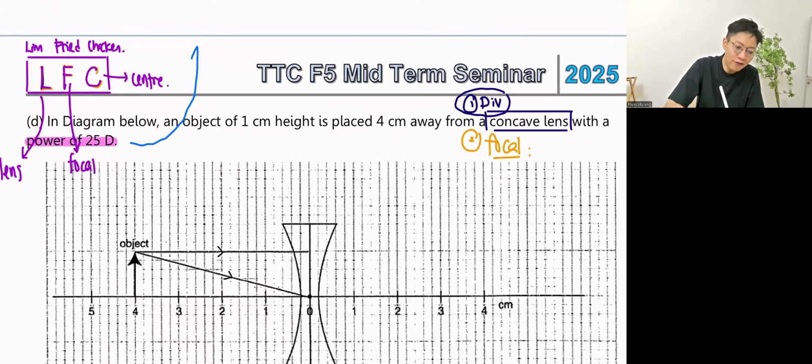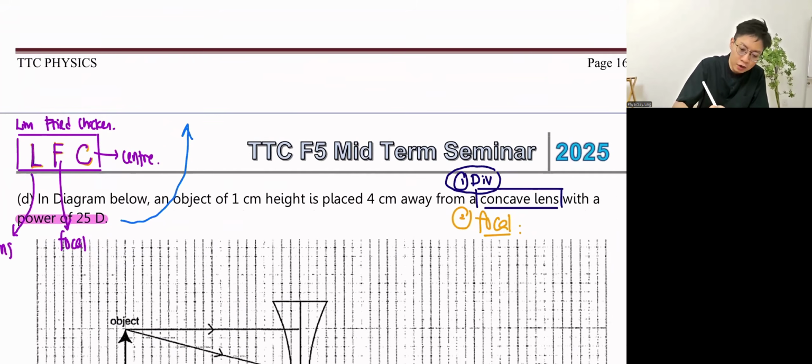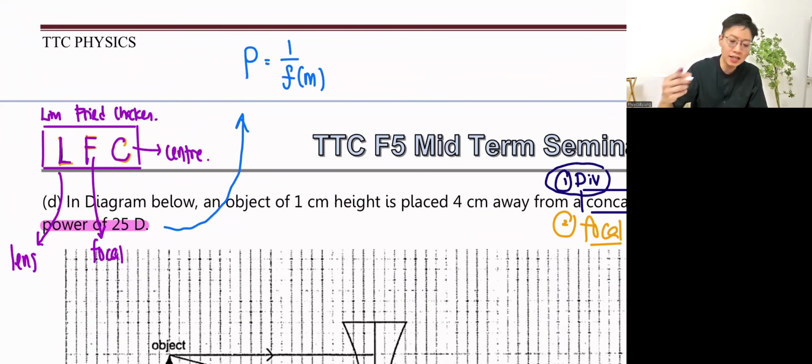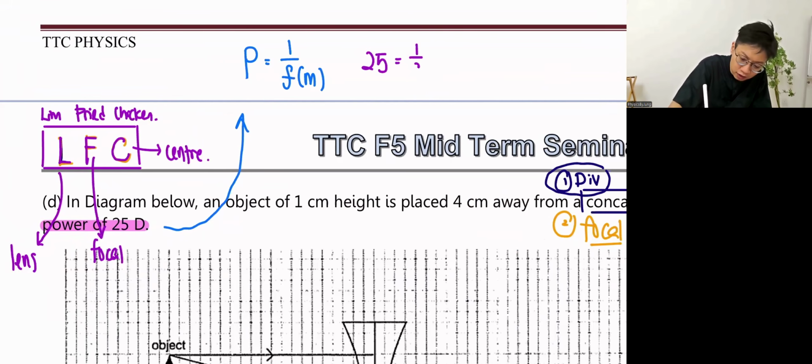The formula for power is P equals 1 over F. Power is 1 over focal length, but your focal length is measured in meters. So how do we do this? P equals 1 over F. I know that the power is 25 diopter, 1 over focal point.